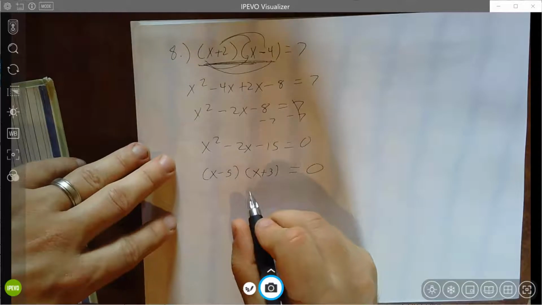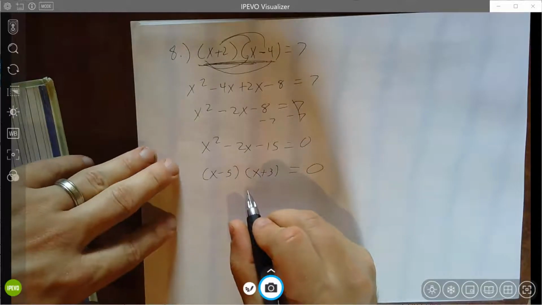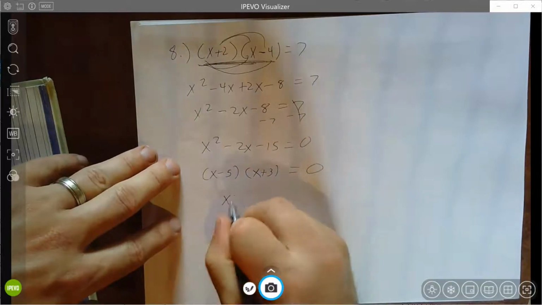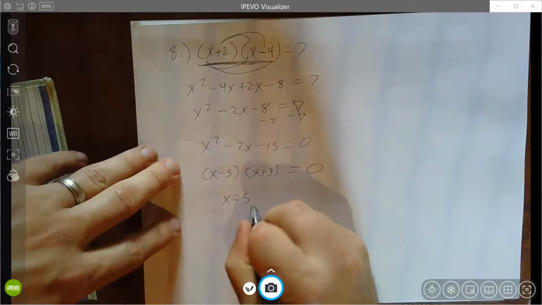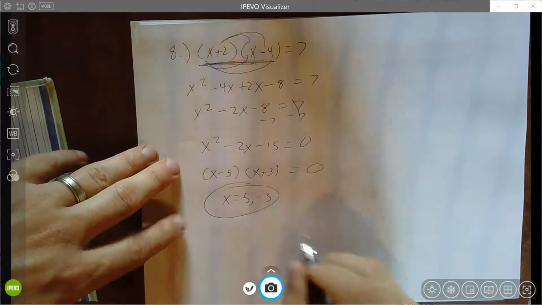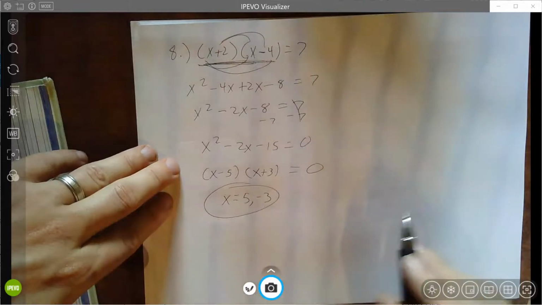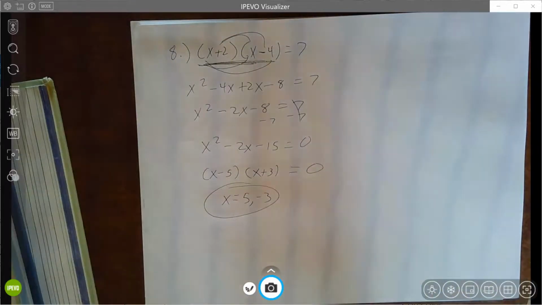So I set both of these equal to 0. I'm just going to kind of do a little shortcut here. What's x going to equal? It's going to equal positive 5, and it's going to equal negative 3 whenever I set them equal to 0 and move those things to the other side of the equal sign. All right. Let's see here.